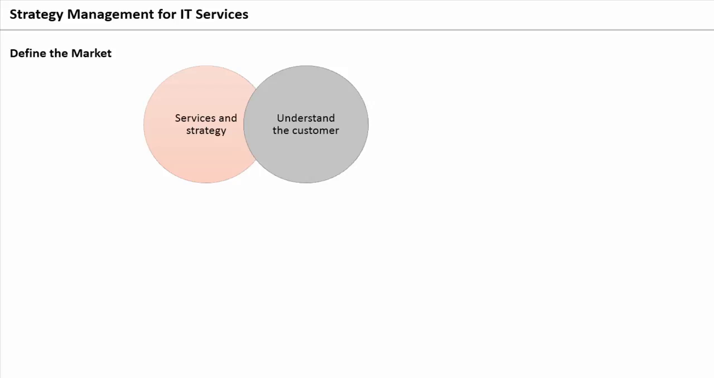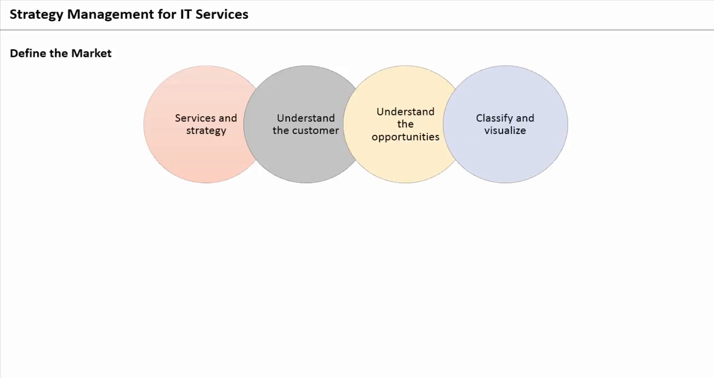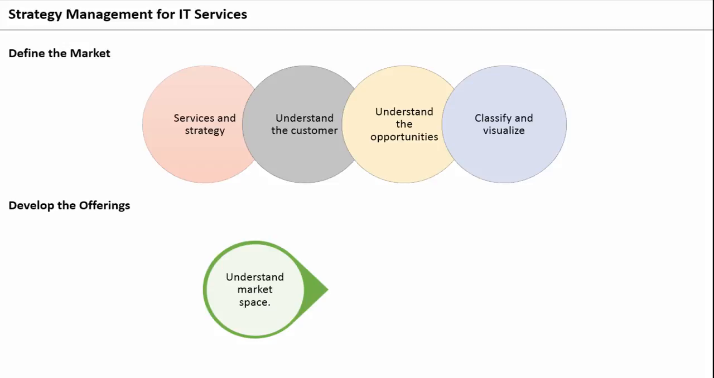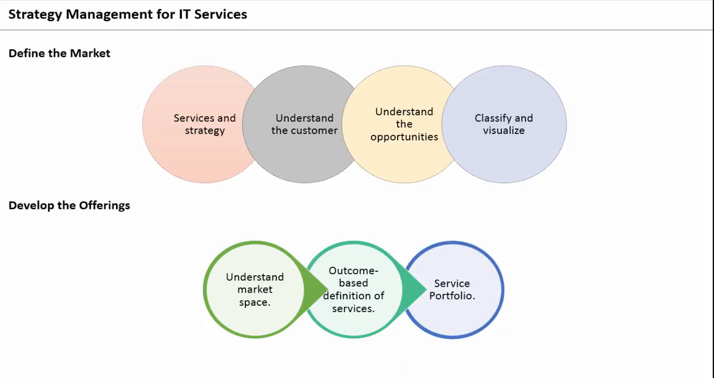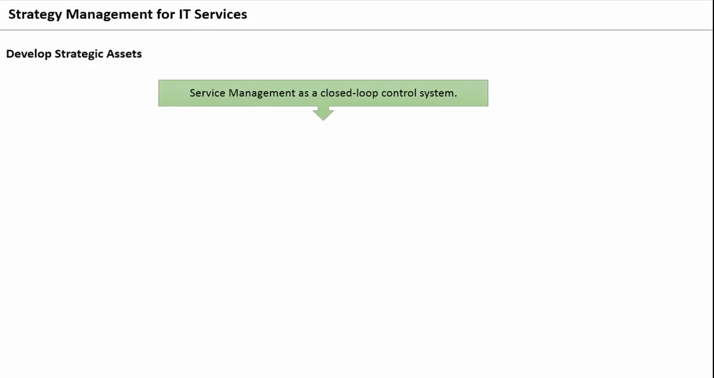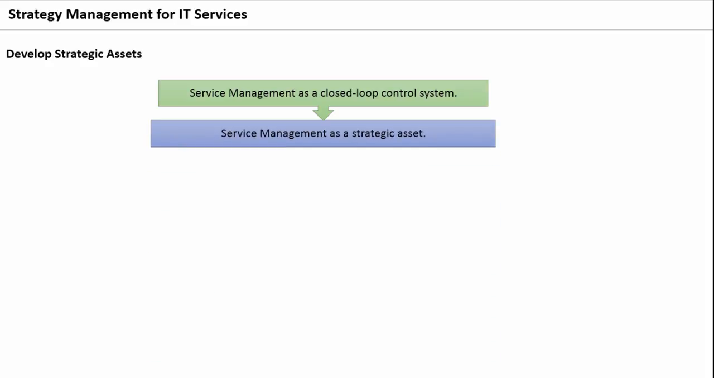Understand the customer, understand the opportunities, classify and visualize, develop the offerings, understand market space, customer desired outcomes supported by services, outcome-based definition of services, service portfolio, pipeline, catalogue and retired services, develop strategic assets, service management as a closed-loop control system, service management as a strategic asset.